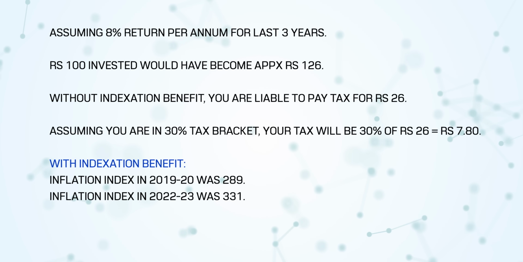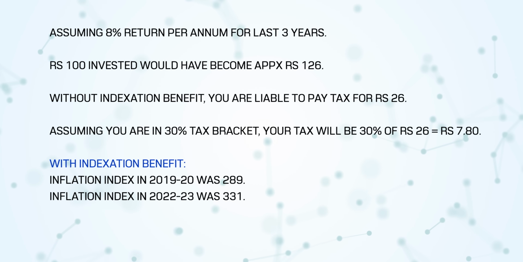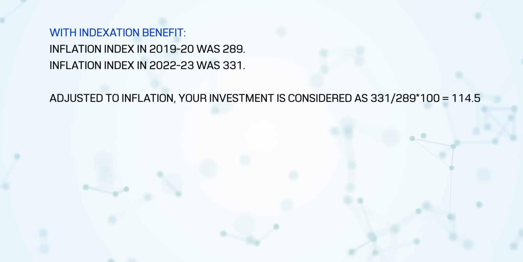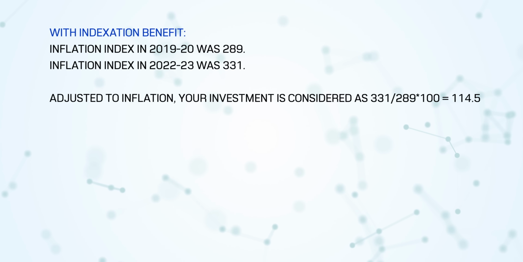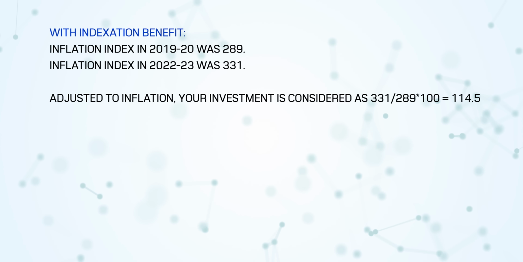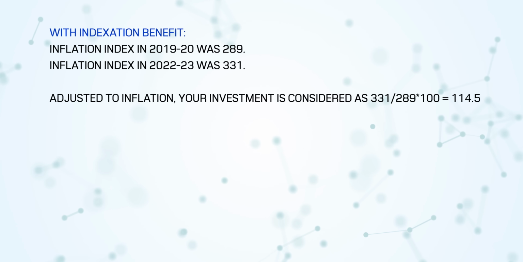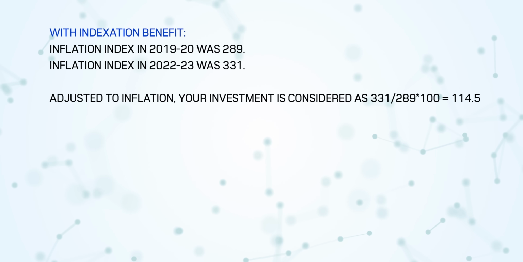The inflation index in 2022-23 is 331. So although you are investing 100 rupees, your investment will be taken as the inflation index in 22-23 divided by the inflation index of 2019-20, multiplied by 100 rupees. So that is 331 divided by 289 into 100.